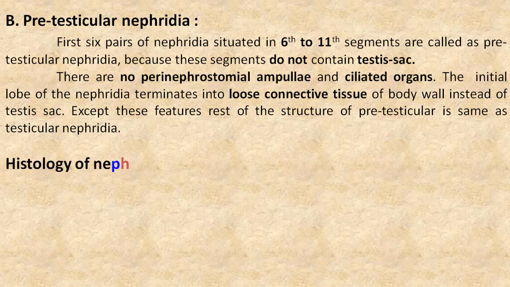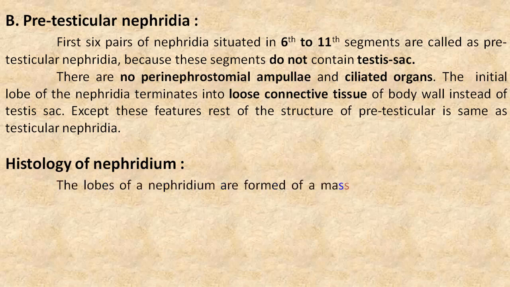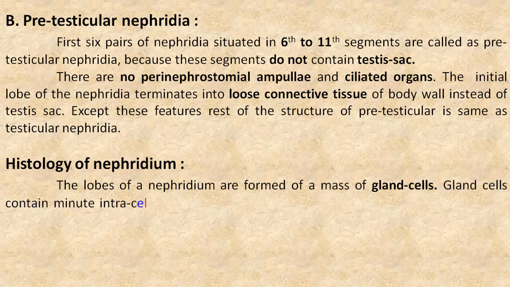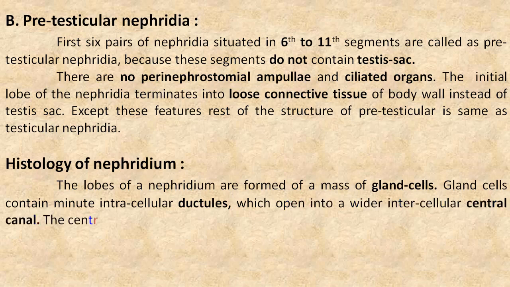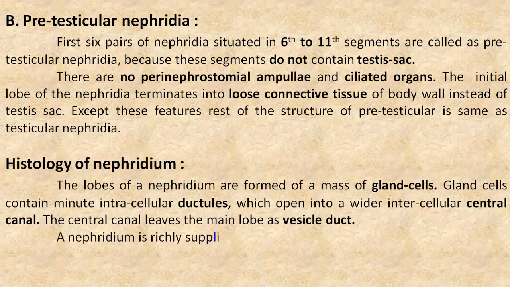Now we will see about histology of nephridium. The lobes of nephridium are formed of mass of gland cells. Gland cells contain minute intracellular ductules, which open into a wider intercellular central canal. The central canal leaves the main lobe as vesicle duct. A nephridium is richly supplied with hemocoelomic capillaries.